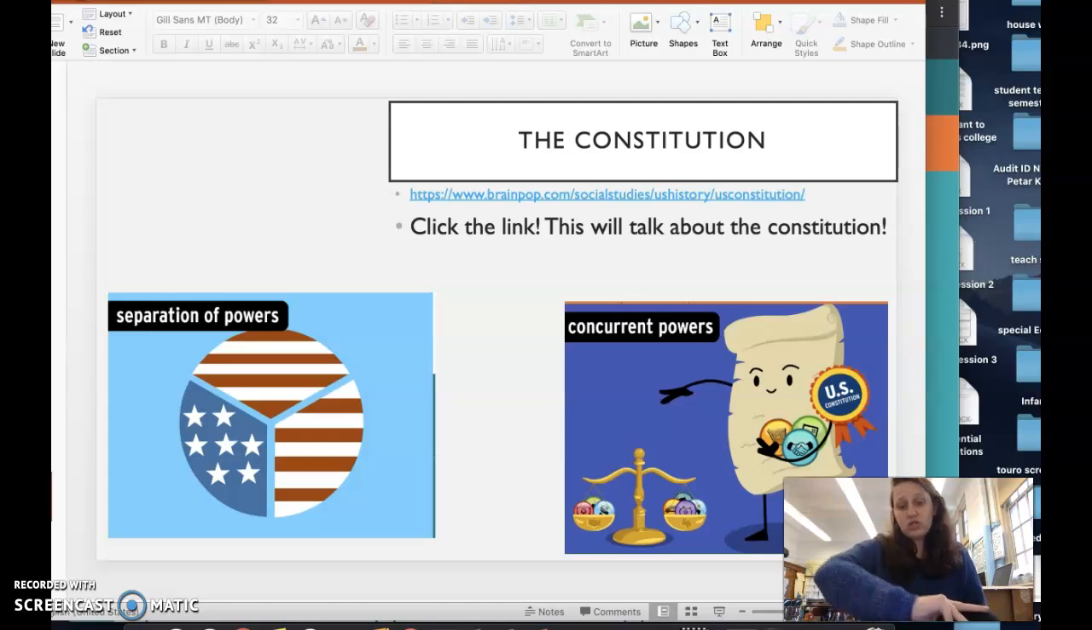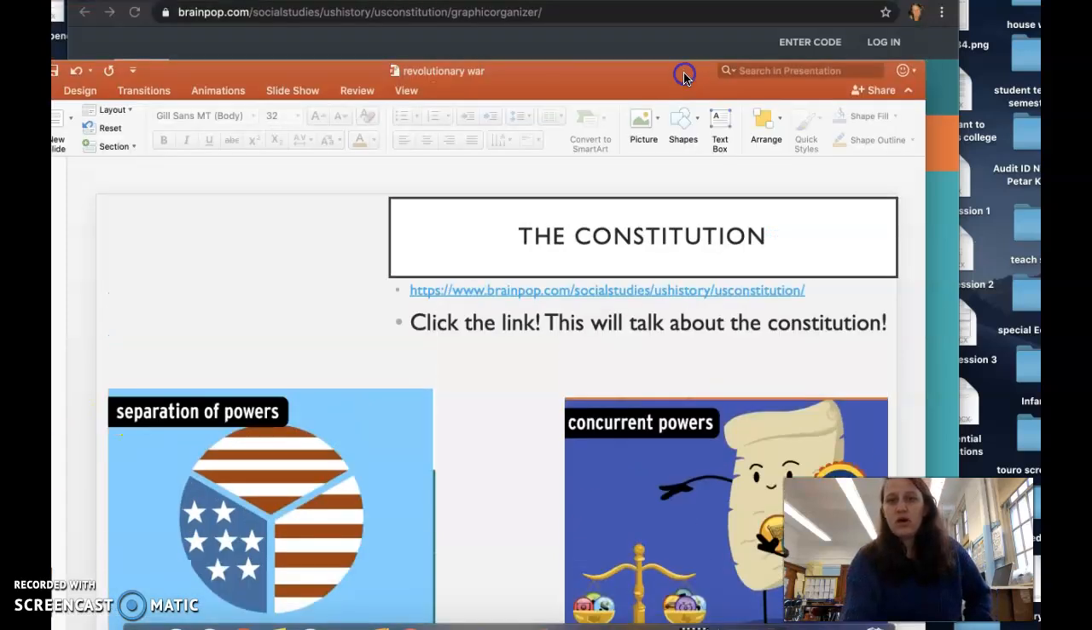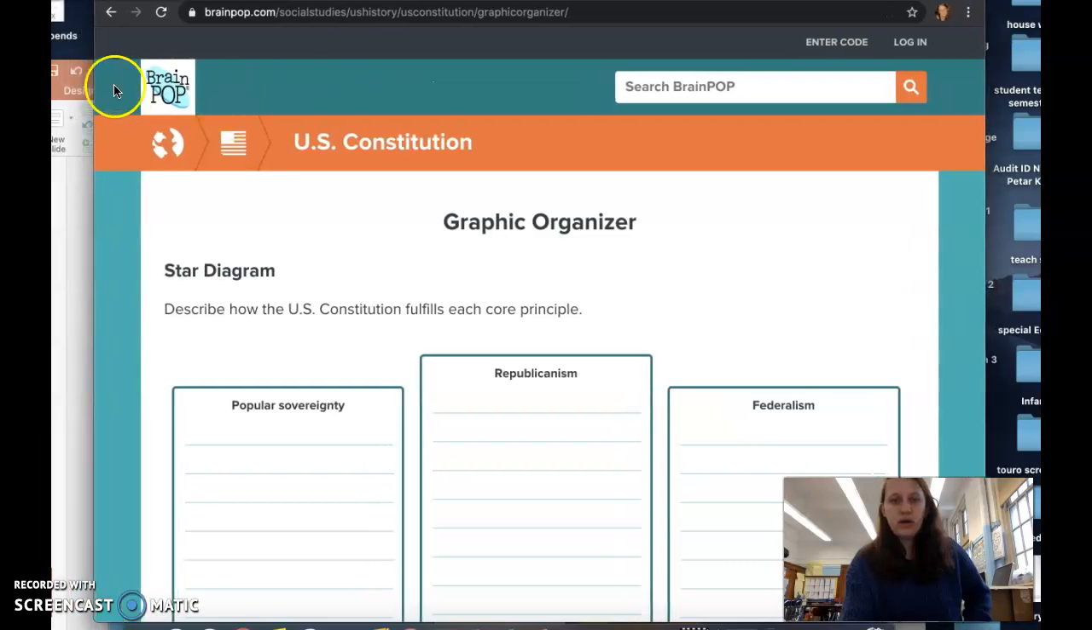Now we're going to watch another document. The Declaration of Independence was a letter to the king, but we wrote a second document. This document tells us how our government runs, what we do as people, and how life will work for us now that we're not under a king, because that wasn't really done before. So I'm going to show you the BrainPOP to this.